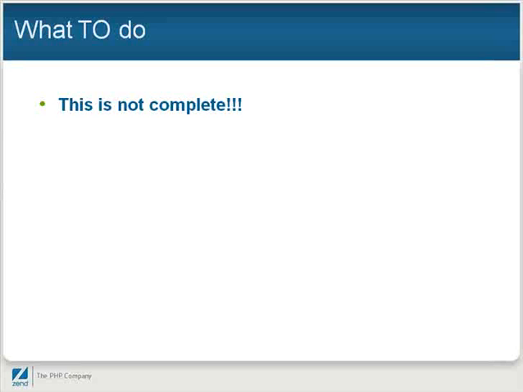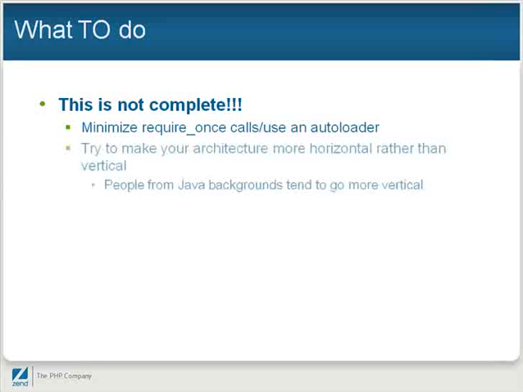So, going from what not to do to what to do, again saying this is not complete. This is one of the few micro-optimization things that I'll actually agree with doing, and that is to minimize your require once calls. Require once is actually a fairly expensive operation, so use an autoloader if at all possible. It can have a pretty significant impact on your performance.